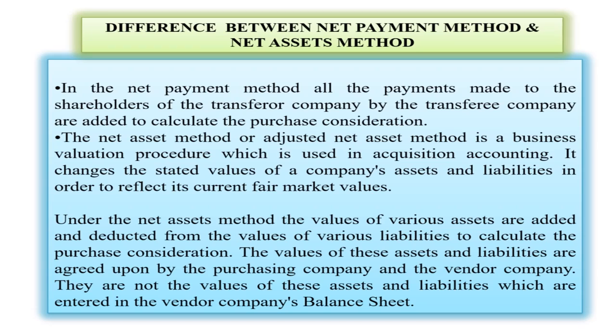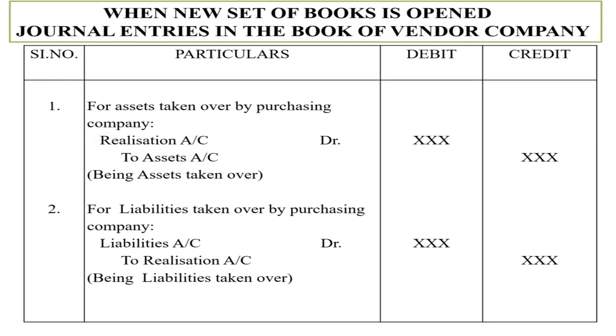Under the net asset method, the values of various assets are added and the values of various liabilities are deducted to calculate the purchase consideration. The values of the assets and liabilities are agreed upon by the purchasing company and the vendor company. They are not the values at which these assets and liabilities are entered in the vendor company's balance sheet. Then we will see the various entries in the books of the vendor company when a new set of books is opened.